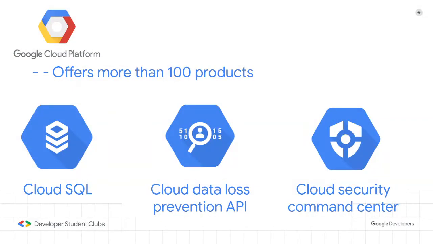Google Cloud offers more than 100 products such as Cloud Storage, Cloud SQL, Cloud Data Loss Prevention API, Cloud Security Command Center, and many more. Google Cloud lets you run your apps wherever you need them and helps you make smarter decisions by using the leading platform.